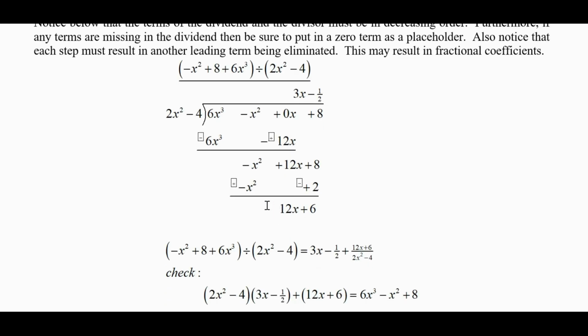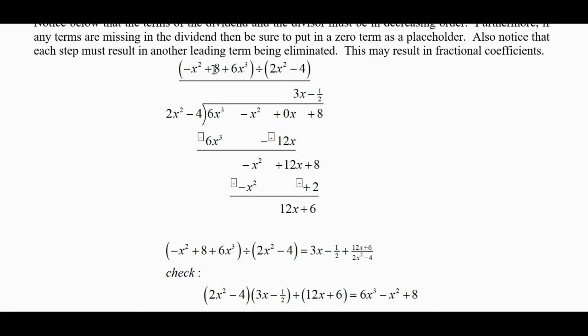All right, here it is worked out. 6x cubed divided by 2x squared is 3x. 3x times 2x squared is 6x cubed. Negative 4 times 3x is negative 12x. Notice I lined that under the x terms, which there weren't any, so I introduced a 0x.